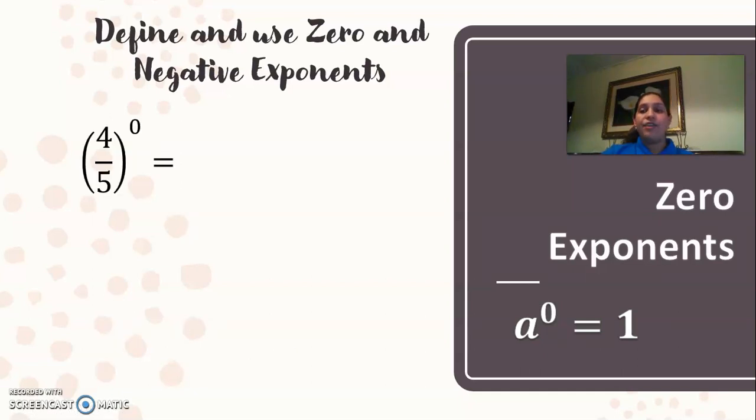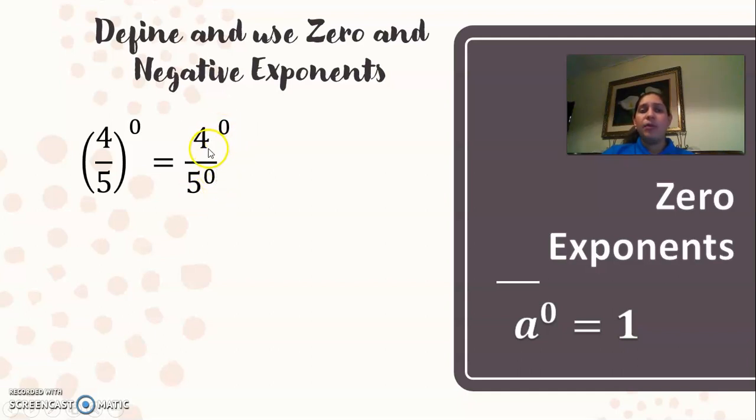4 over 5, all raised to the power of 0. The 0 is raising the whole fraction. And if you remember the quotient properties, one of them tells me that if a fraction is raised to an exponent, the exponent will work with each of the terms inside. This way, I'm going to have 4 raised to the power of 0 over 5 raised to the power of 0.